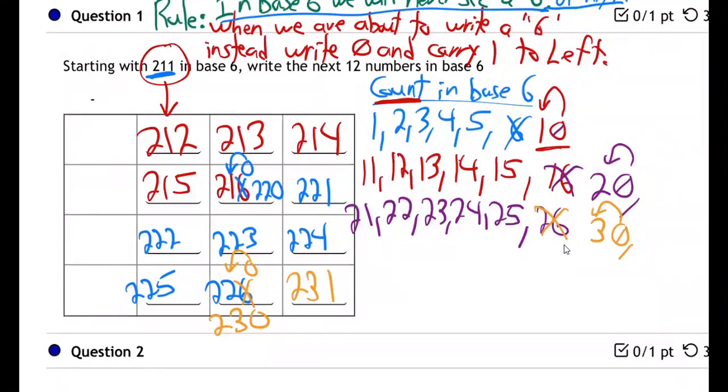That's all they wanted. They wanted 12 numbers. They wanted the next 12 numbers after 211. So there we go. There's the next 12 numbers after 211. So we're done. Just put those answers in, and you've got it.